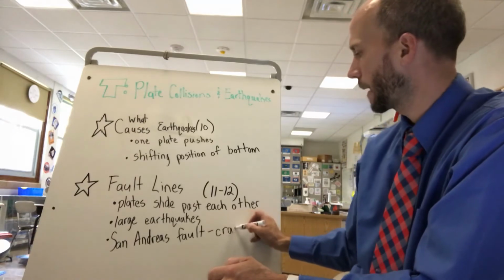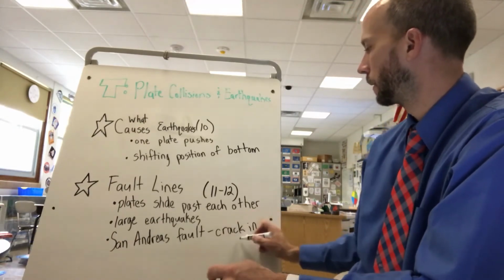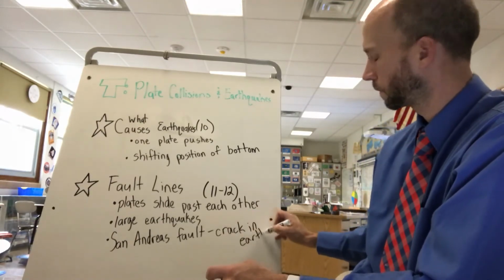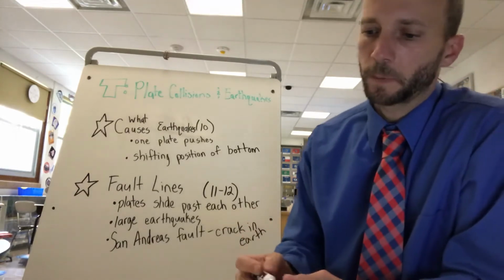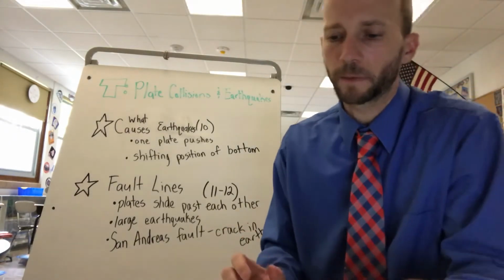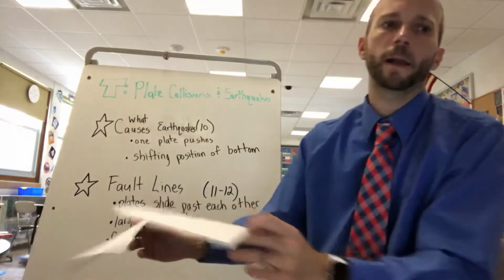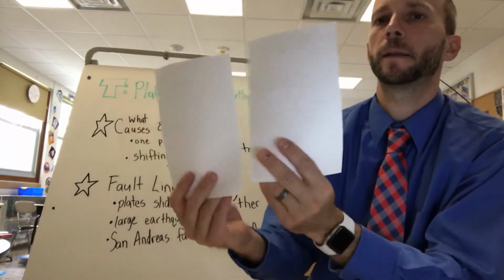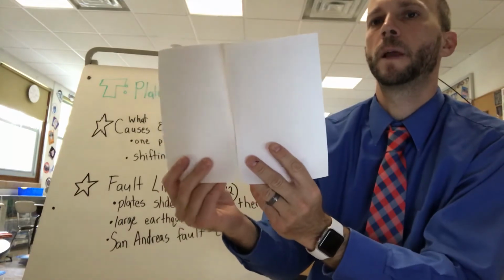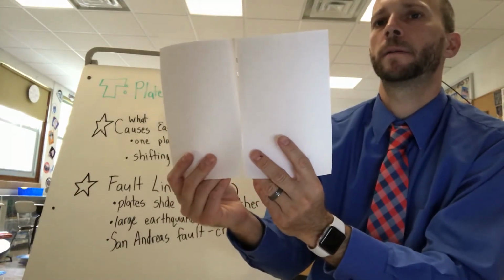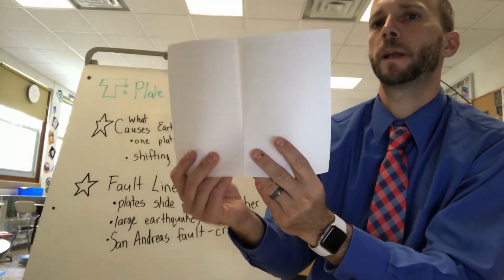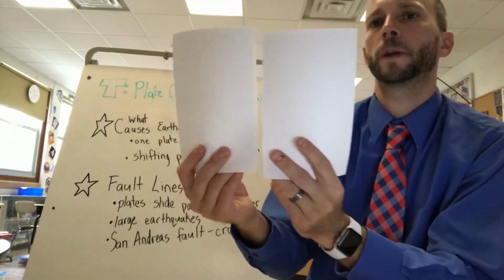And I'm going to put crack in earth. So it says, as these plates shift, the fault line also shifts. This movement can cause large earthquakes. We said that there's also a crack at the boundary, or the crack in the earth. Okay? So if you have a fault line, two plates rub against each other, there's my fault line.